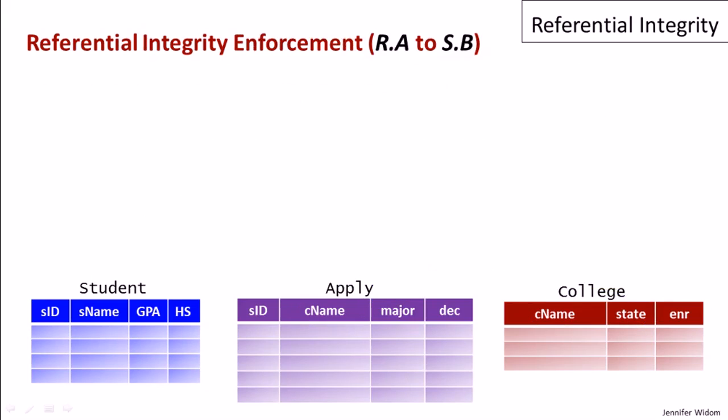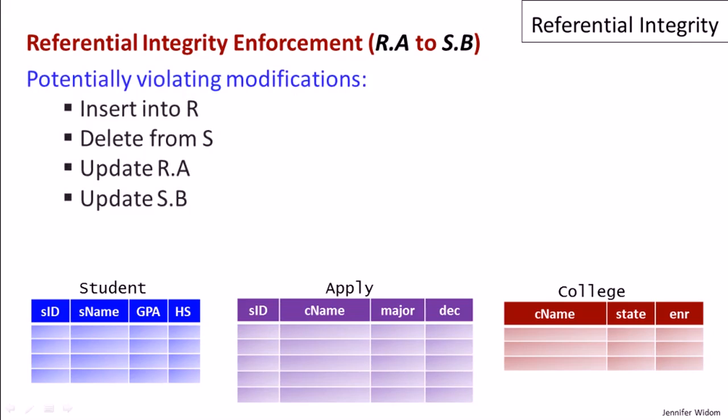Now let's talk about the enforcement of referential integrity constraints. First, let's think about what operations can occur to the database to violate a constraint. It's not every possible modification. So again, let's suppose we have R.A referencing S.B. So, for example, here we have apply referencing student and we have apply referencing college.